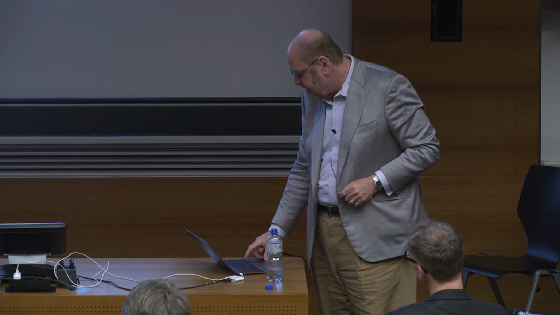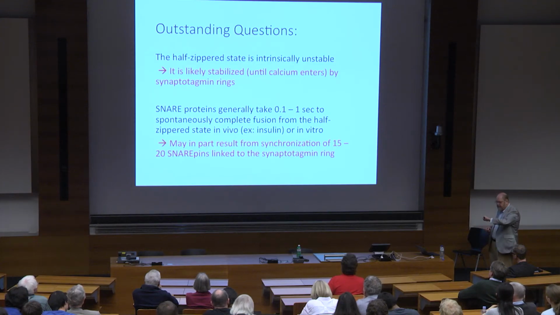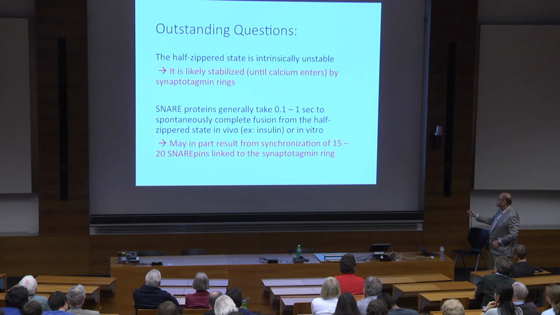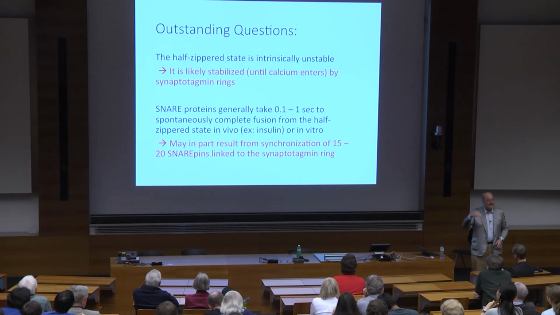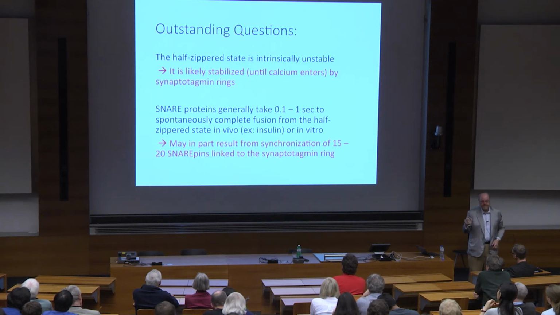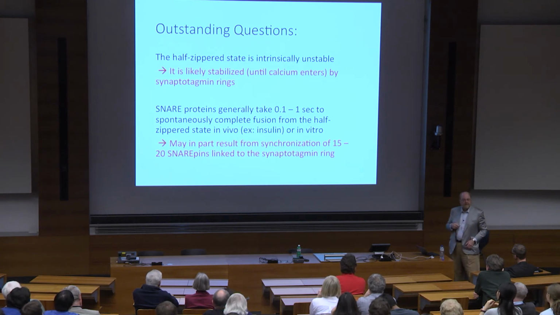So what are the outstanding questions then that we can return to, and what are some of the answers that we've achieved and what remains? Okay, how is the half-zippered state stabilized at the neuromuscular junction, at synapses generally, and perhaps for exocytosis universally? It is through rings of synaptotagmin in all likelihood that form at the interface.